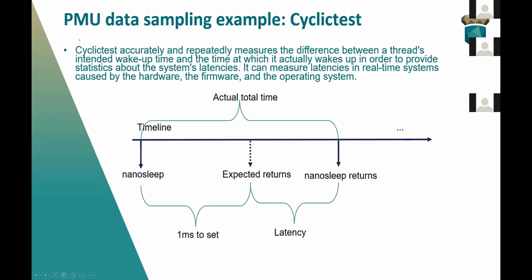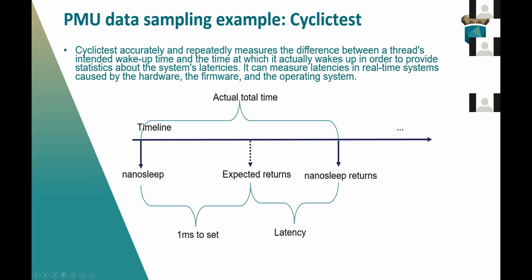And now I will talk about the PMU data sampling. PMU means the performance monitor unit. It is an important component in Intel CPUs. It can be very helpful when you analyze the performance of your benchmark or your RT tasks. Here I take cyclictest as an example. We will see the detailed data on the next page.